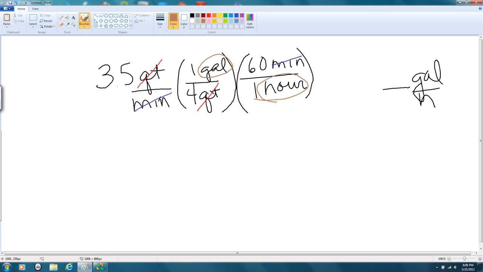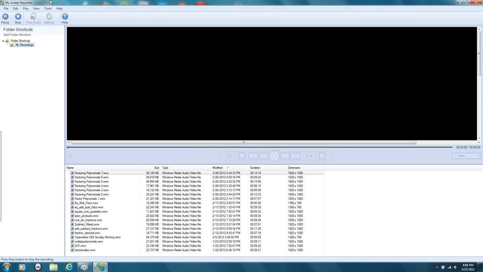So now what I have to do is 3.5 times 60 divided by 4. I could actually reduce this: 4 goes into 60 fifteen times. So whatever 3.5 times 15 is, and apparently that is equal to 52.5 gallons per hour. This again is very useful as you approach high school and college and science classes. So with that, I'm going to go ahead and end the video.